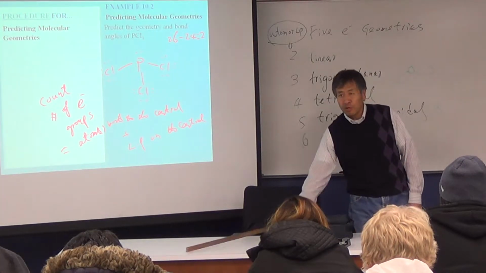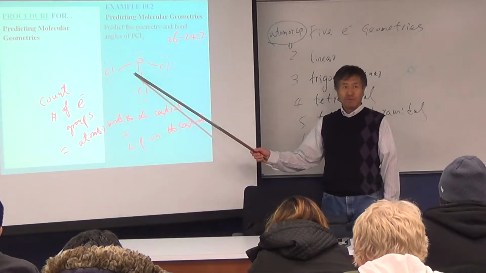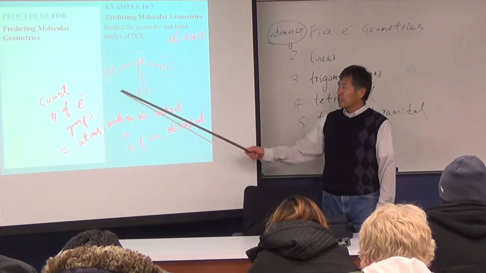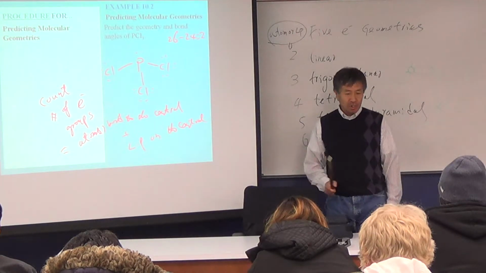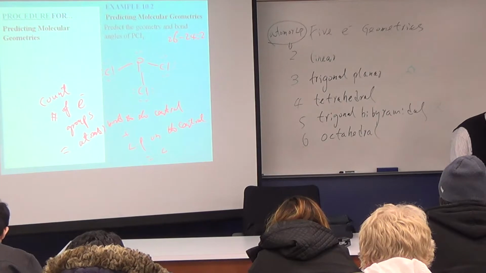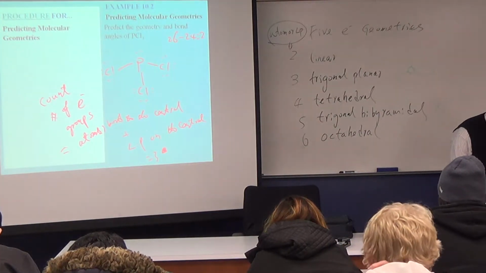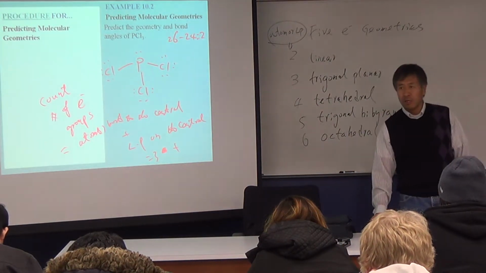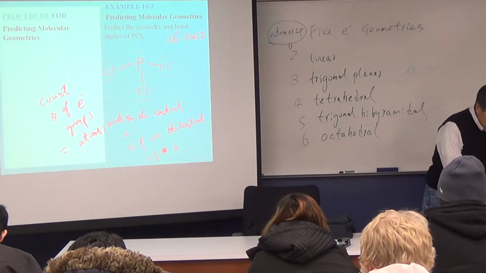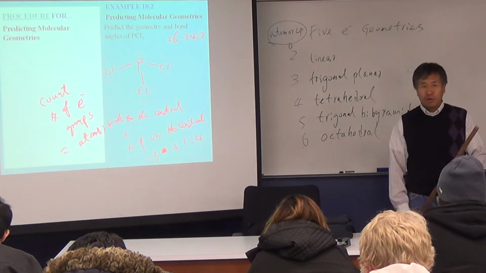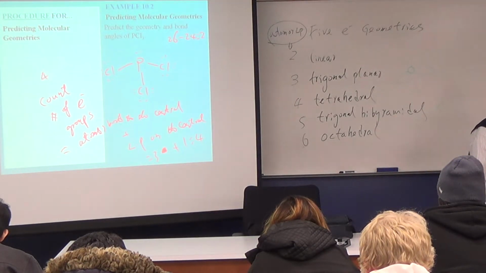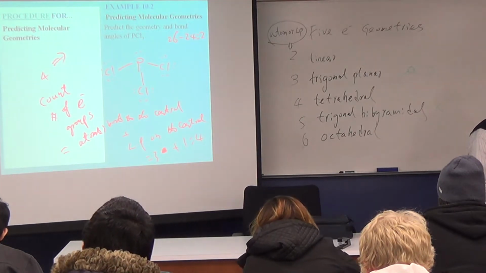Okay? So what is our center atom here? Phosphorus. How many atoms are bonding to it? 1, 2, 3, 3 Cl. Okay? So therefore, let's continue. We have 3. Okay? 3 plus what? 1 lone pair. 1 lone pair. Okay? So 3 plus 1, so you have 4. Now 4 electron groups. Okay? So this is 4.